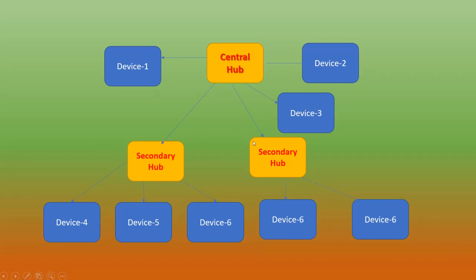This type of topology can be used in offices which have multiple branches, such as a company which has multiple departments. The sales department can be connected over here, and another accounts department can be connected over here. This department is directly connected to the central hub. So that is all about tree topology.